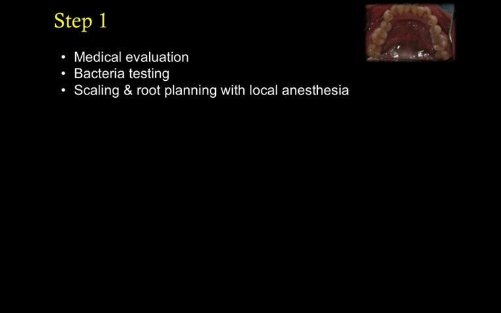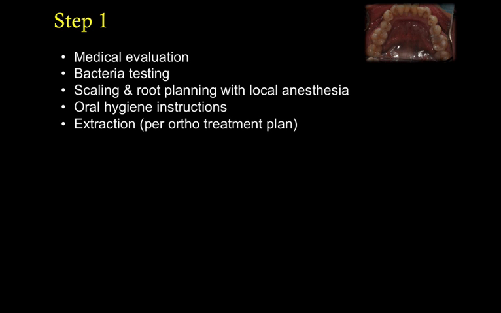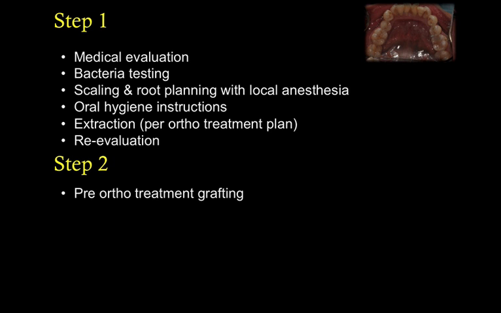And start with phase one, scaling and root planing with local anesthesia. Oral hygiene instructions, show the maintenance, make sure she's committed to a maintenance program, and also include the extractions according to the orthodontic treatment plan in this phase. You can then reevaluate her condition, and step number two is going to involve some limited grafting before orthodontic treatment. And the goal for this grafting is to improve tissue quality and to prevent some recession that we are anticipating throughout the orthodontic treatment.